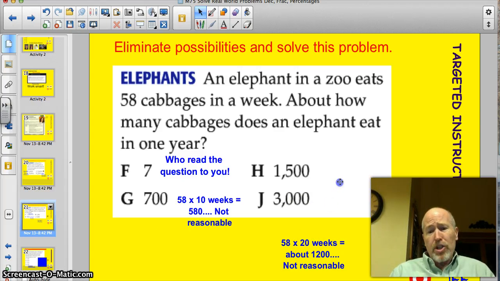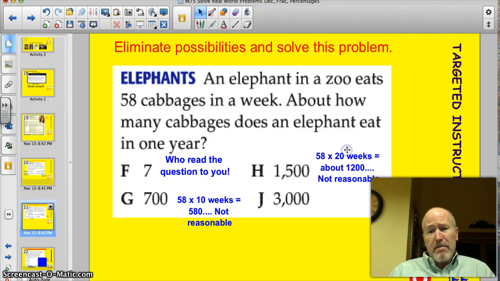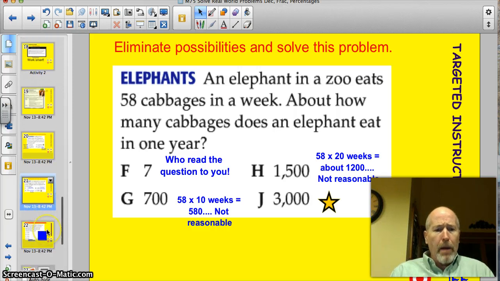How about H? 58 cabbages times 20 weeks, well, 58 times 10 is about 600, so 58 times 20 is going to be like 1,200. That's not a reasonable answer. By eliminating the unreasonable answers, we can figure out without even doing too much work here that J, or 3,000, is the best answer. All right, one more for you.